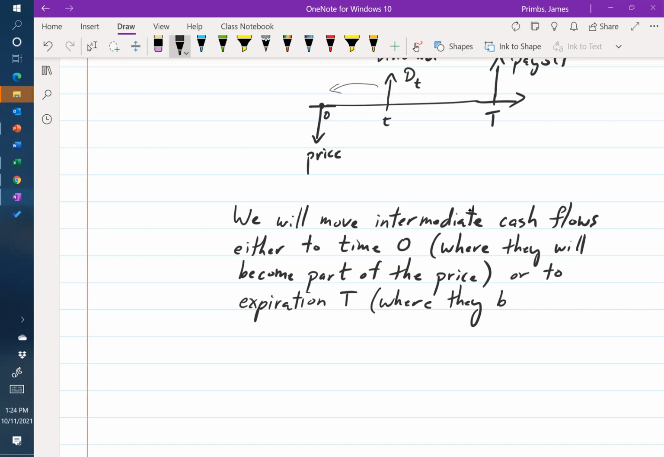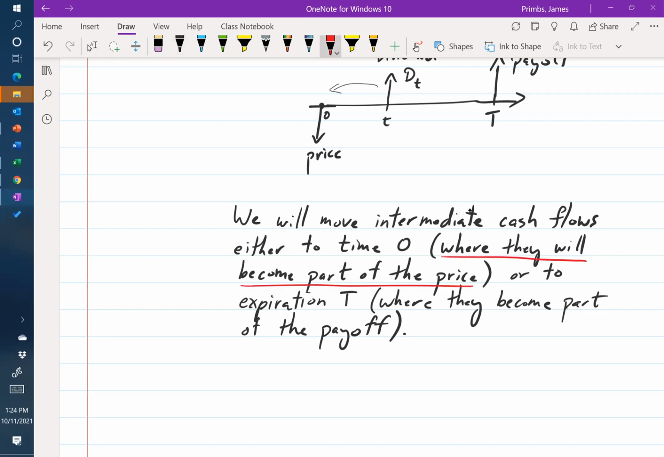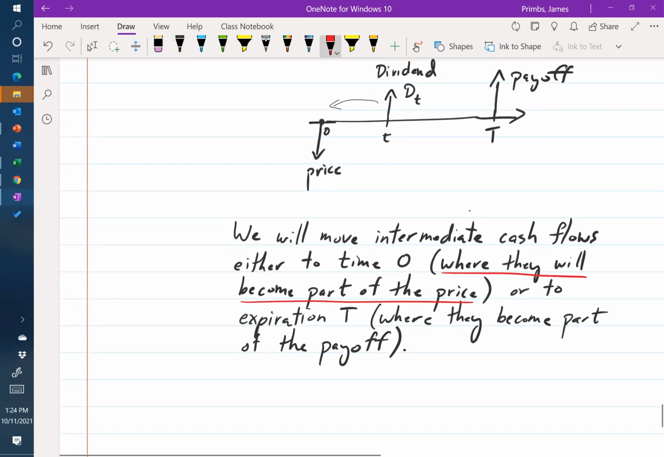Or they become the payoff. They become at least part of the payoff. Okay, and in fact, the one that we're going to do more often is we're going to do this one. When you have a dividend, what are we going to do? I'm going to take that dividend, which is an intermediate cash flow, and I'm just going to pull it back to time 0 and say, you know what, that's part of the price.